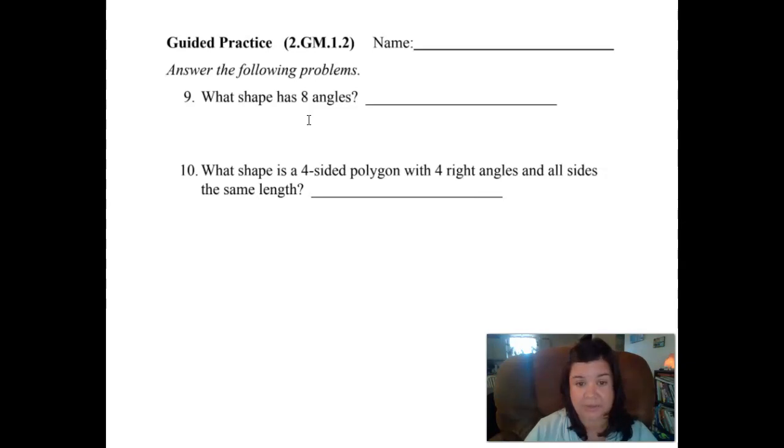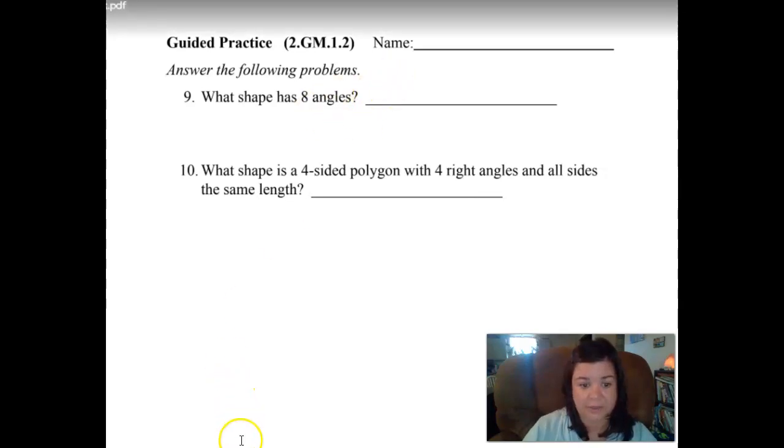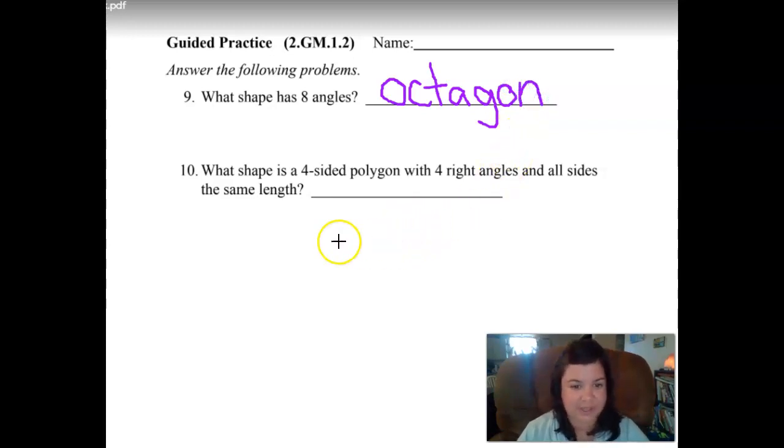Make sure you spell it correctly. If you have to reference the reference sheet, that's okay. You can look at the reference sheet. Okay. What answer did you get? Is this what you got? Octagon? Octa means 8, remember? Yeah. All right, last one we're going to do together.